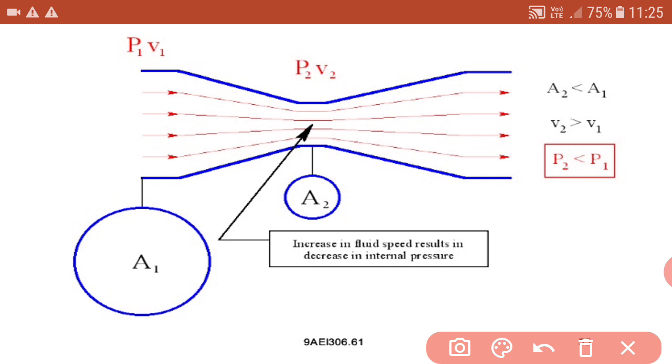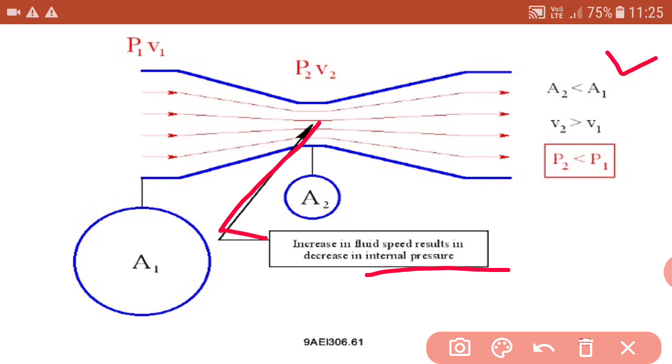Here we can see that an increase in fluid speed results in a decrease in internal pressure. Whenever the speed of the fluid increases, there is a decrease in internal pressure.